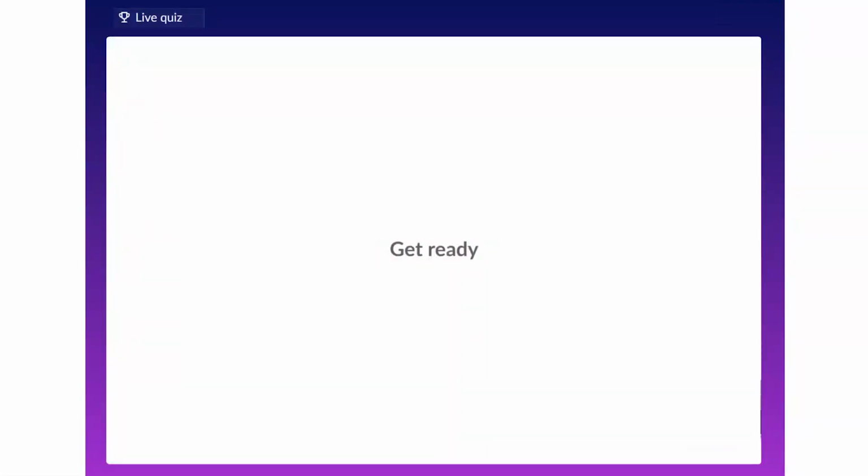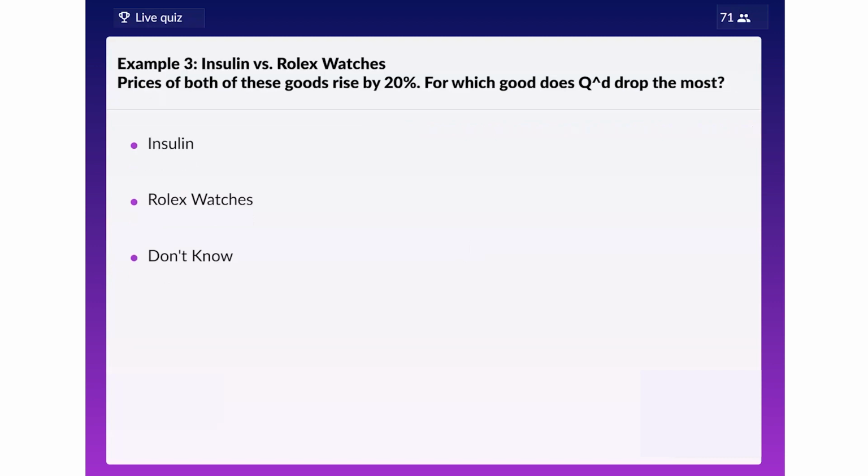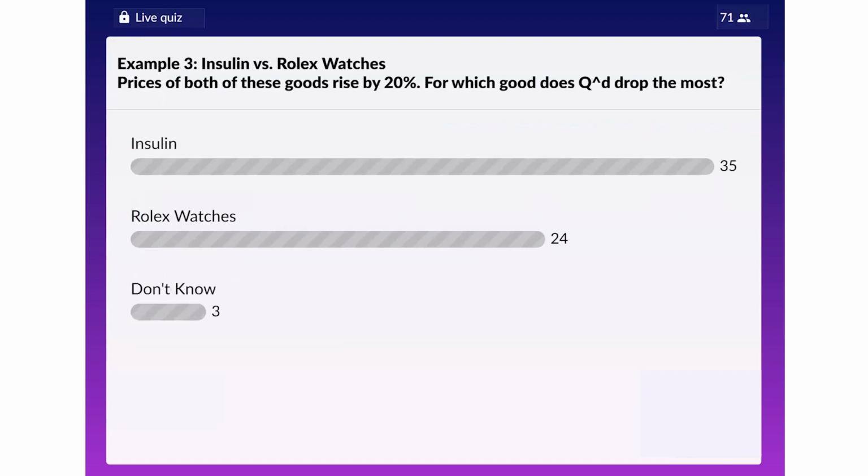Next one. Okay, prepare for this. Insulin and Rolex watches. If the price of both goods goes up by 20%, which good would have a larger drop in quantity demanded? Insulin, Rolex watches, or I don't know? Okay, you have 10 seconds to finish this question. Okay, time's up. So 35 of you say insulin, 24 Rolex watches, and 3 of you don't know.